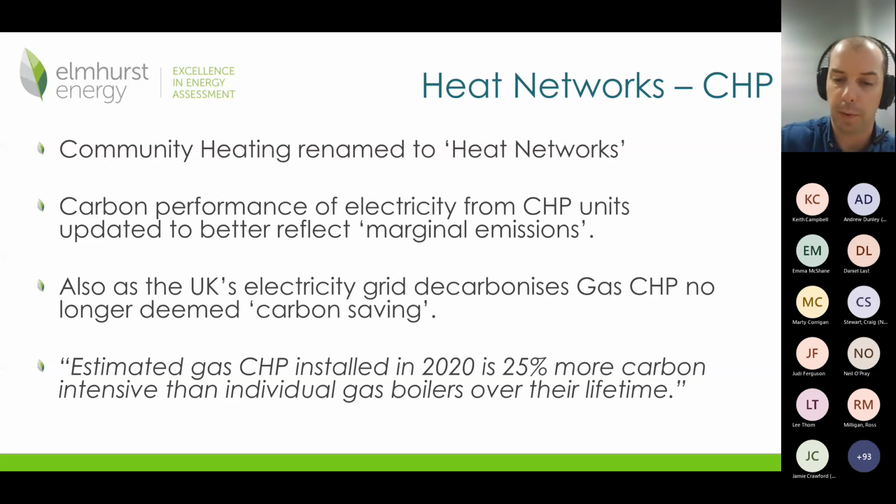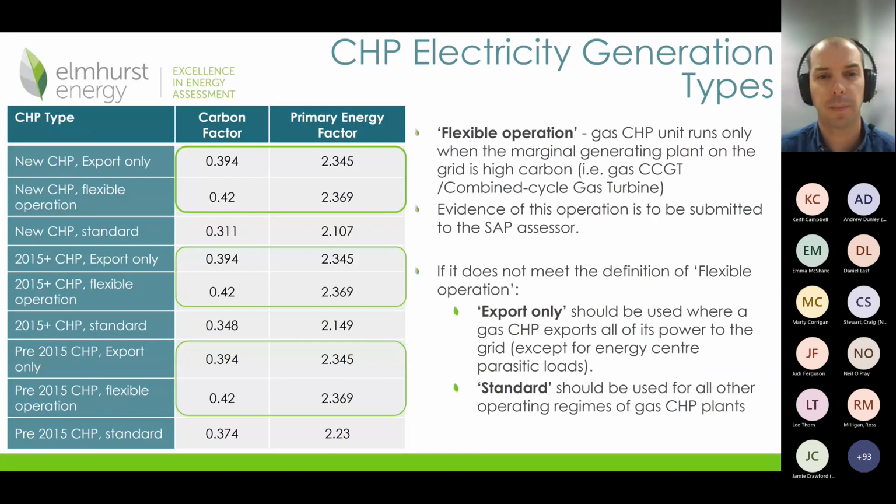So they've revised all of their factors in SAP. I won't go into too much, but they've revised their carbon factors to be higher than they were previously. And you get penalised if it's an old CHP system rather than a brand new one. Depending on how it exports the electricity, whether it goes straight to grid or whether it uses it somewhere else, you get different performance. Again, that's something the engine takes care of itself, but SAP assessors need to be aware of.